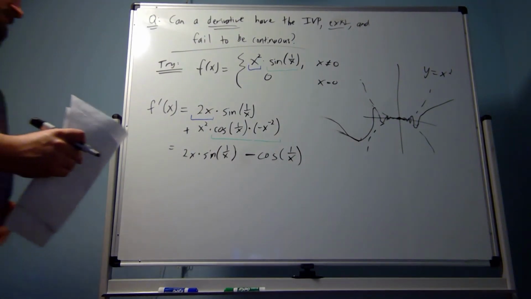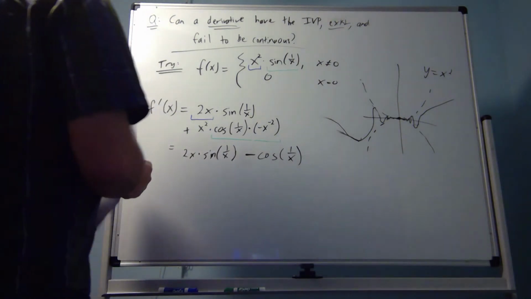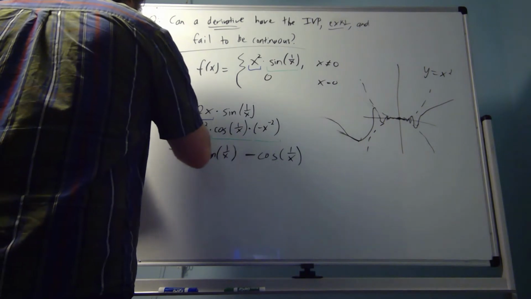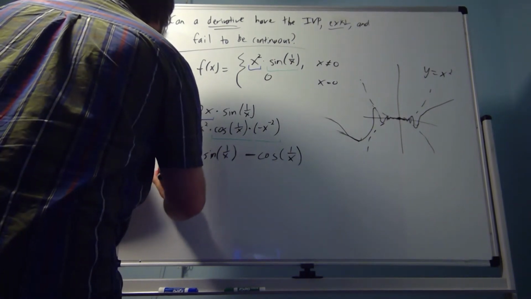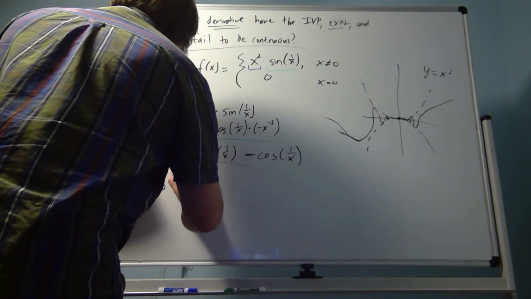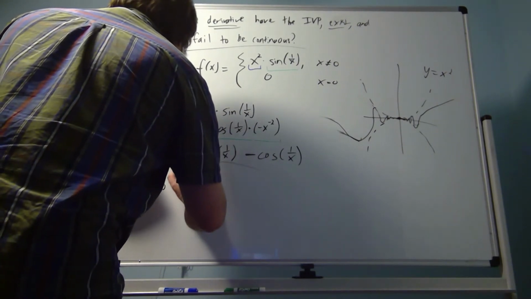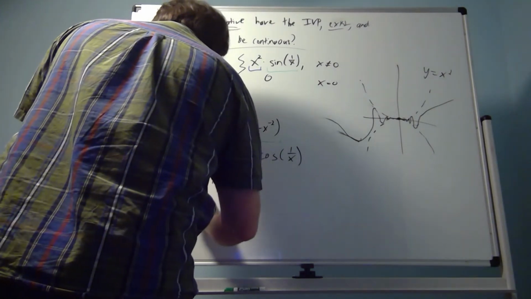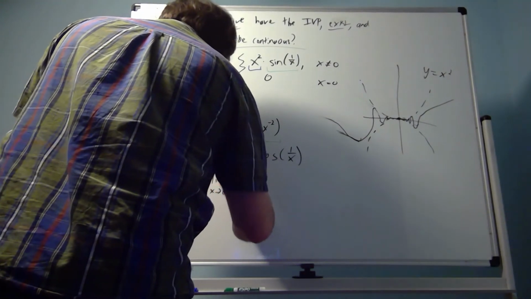Okay, so the question was, what happens in the limit as x approaches 0 of f prime of x? Does this even exist at all?